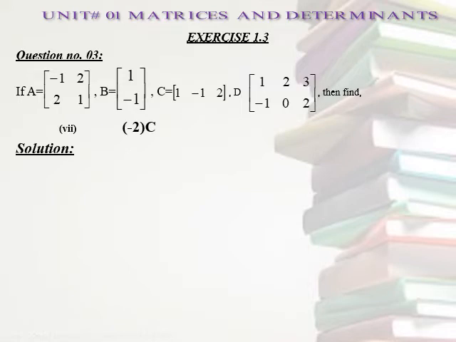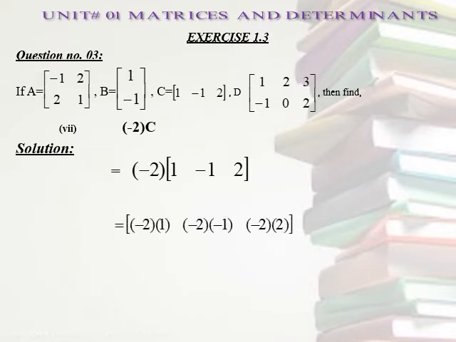Students, here is part 7 of question number 3. As you can see that -2 is written first and then matrix C. So by following the same sequence, I'll write -2 first and then matrix C. That means I have to multiply -2 with each and every entry of matrix C, like this. After multiplication, I have got this matrix. Students, now do the rest of the parts of this question by yourself.